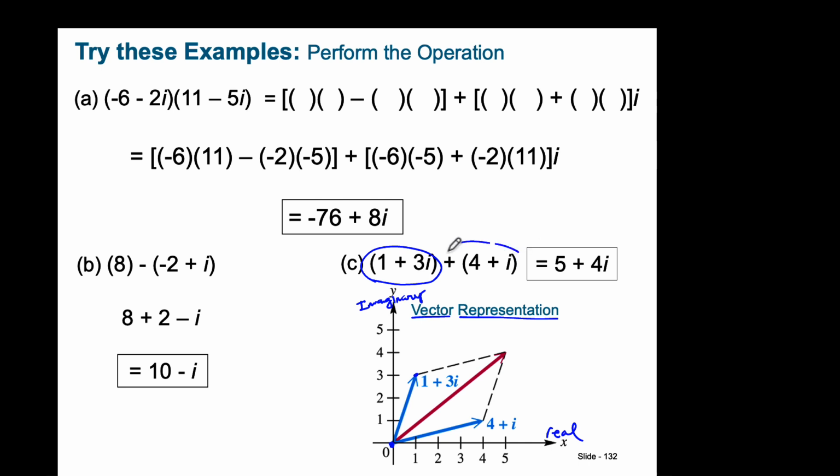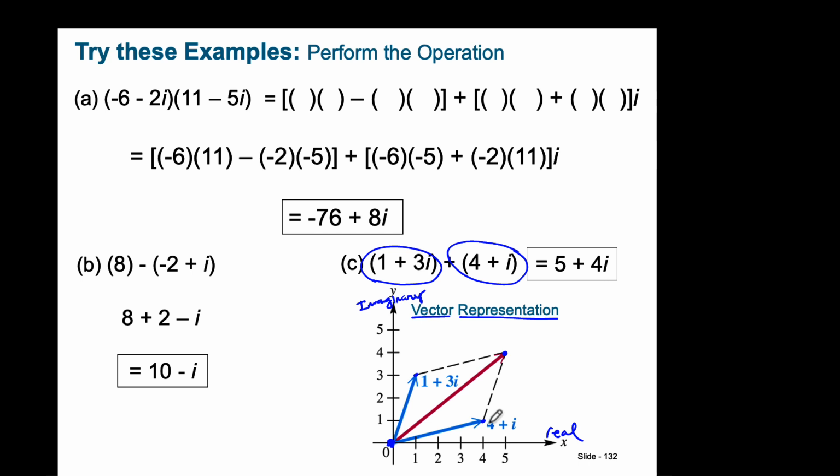Here's our second complex number, 4 plus i. In vector representation, we would start at the origin, go over 4, up 1. That's the point right there. Draw the vector. And now the addition of these two, we got the answer of 5 plus 4i. So what does that look like using vector representation? It's actually taking this path right here: start at the origin, go over to 5, go up to 4. That is the final destination, and this vector represents the sum of this vector and this vector.